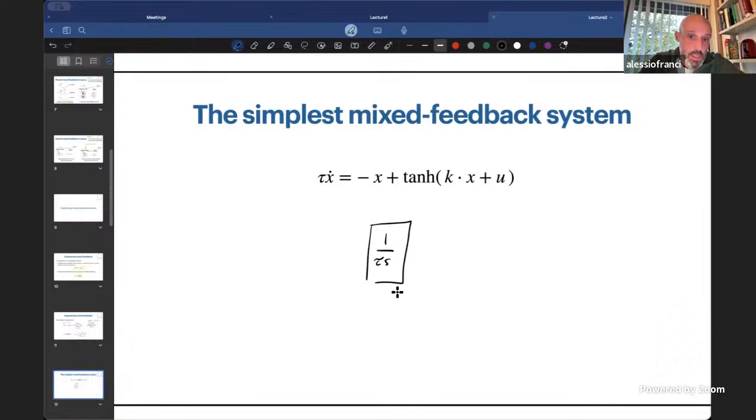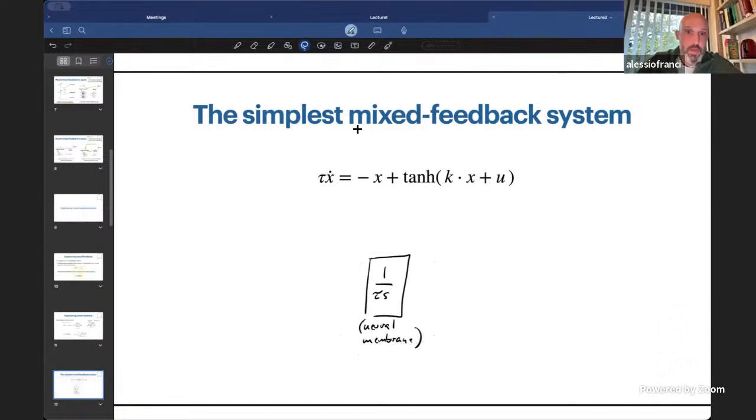integrator. By the way, this is essentially a model for the neural membrane, as you know. The neural membrane is just 1 over, if instead of tau you put a capacitor, this is basically the neural membrane. If you want to map everything I'm saying to neurons, this is the input of the membrane, so the current flowing through it.